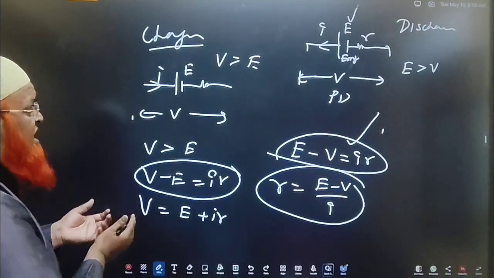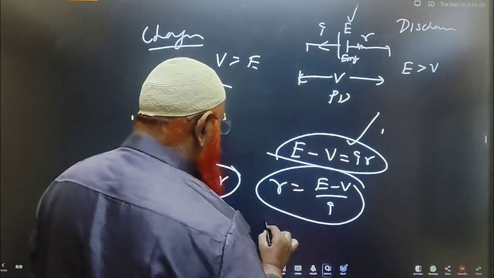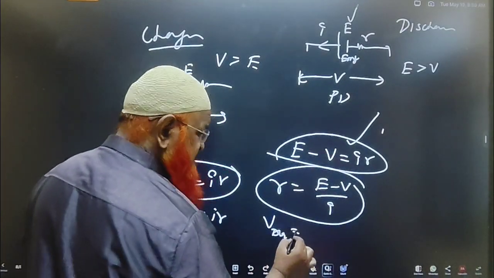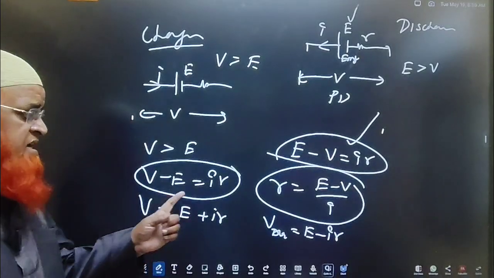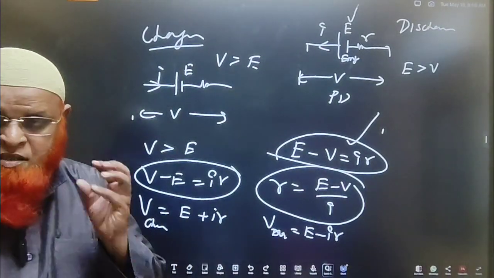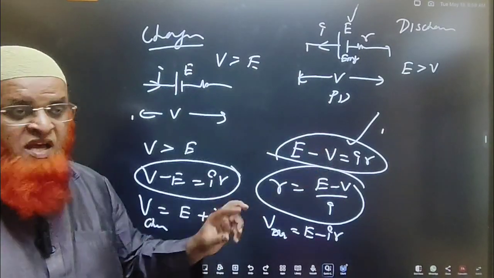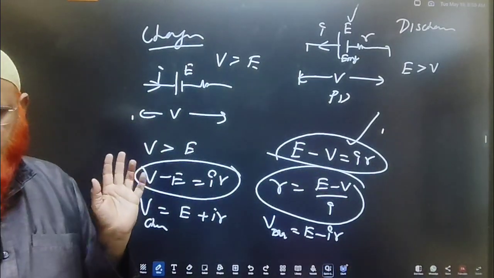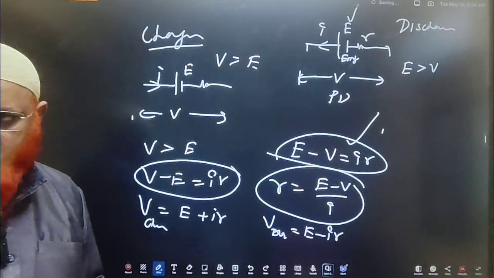So what is the potential in the case of charging? E plus IR. What is the potential in the case of discharging? It is nothing but E minus IR. This positive sign and negative sign are going to be very confusing here. But for that confusion, the basic rule is this: discharging means E minus V, charging means V minus E is equal to IR. From this you can get V. Simple. Understood what I am saying now?